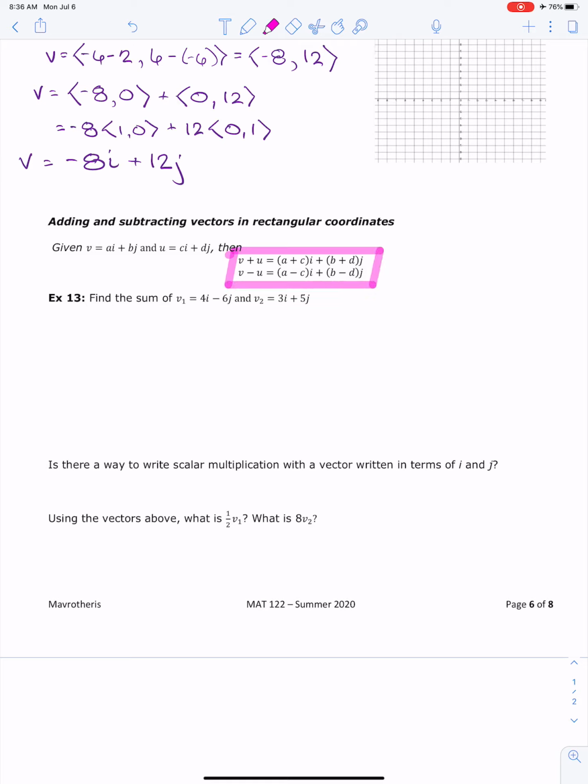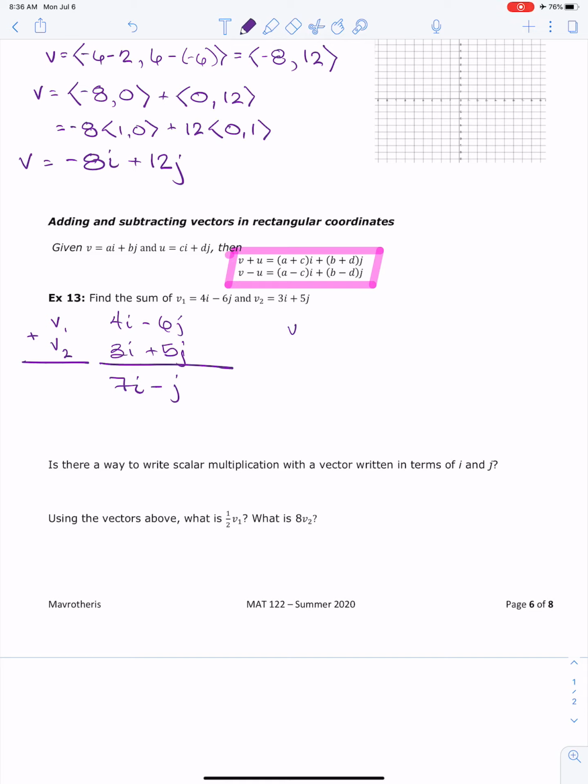And so if I want the sum of v1 plus v2, I'm going to line them up vertically. I got 4i minus 6j and 3i plus 5j. I'm just going to add straight down. I get 7i minus 1j. Okay. Yeah, and that's my sum.